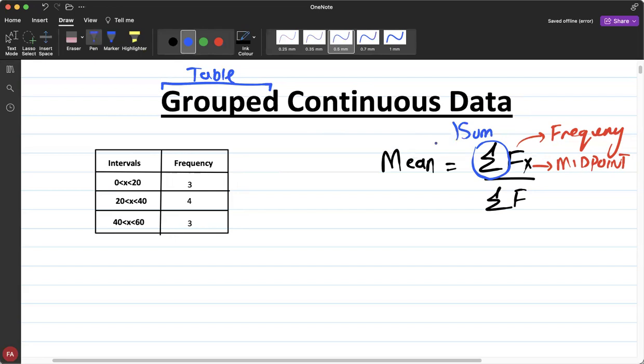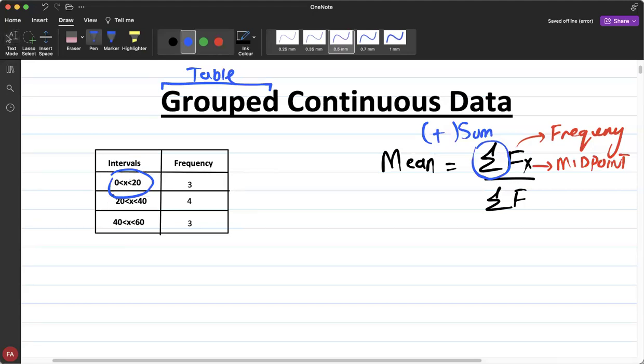What does sum mean? We add. That's what it means. So if you check out this example that I have made by myself, in this table you're given an interval and you're given a frequency. Again, what kind of table is this? It's grouped continuous data. Why is it continuous? Because you can see the range over here, or perhaps this interval. It says any value between 0 and 20.